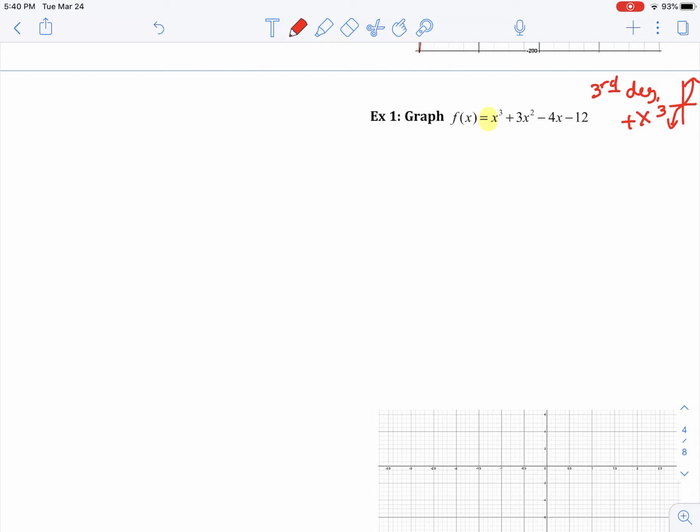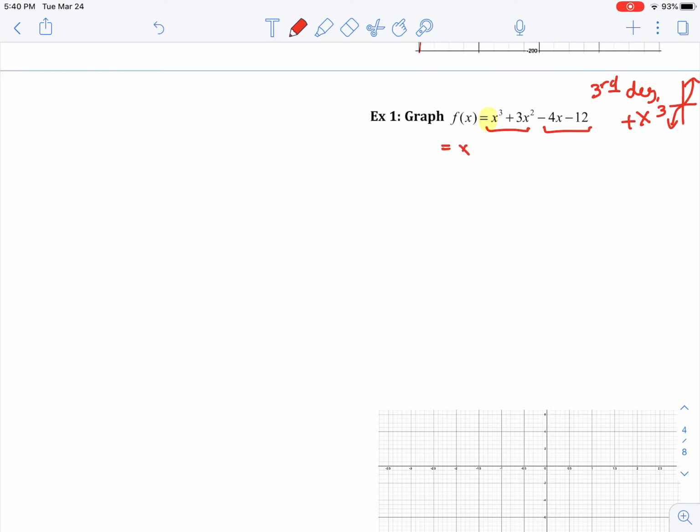And as we're going towards negative infinity, our graph should be going down. We want to find our x-intercepts, which means we're going to have to factor. We have 4 terms, so that means we need to factor by grouping. So I'm going to group the first 2 and last 2.